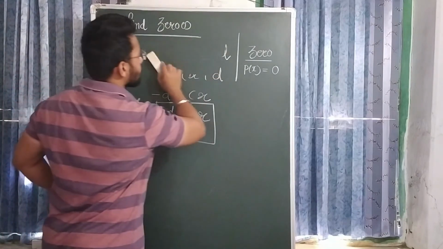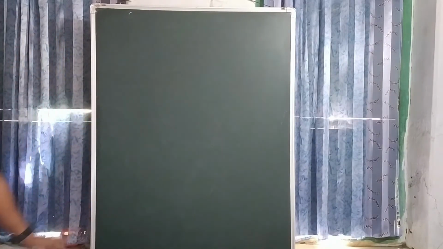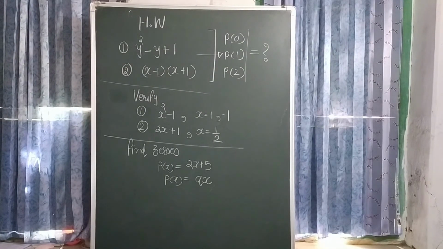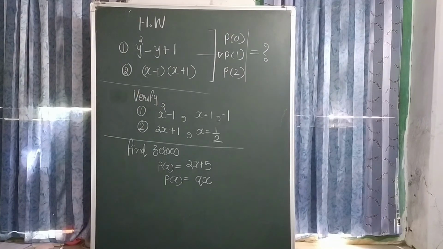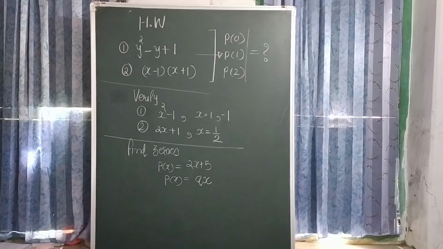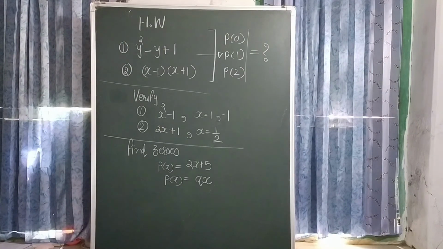Now today's lecture session is over. Now I'm giving you homework. So here you see, this is your homework. Our first question, y square minus y plus 1, x minus 1, x plus 1. You have to find the value of p(0), p(1) and p(2). The second question, verification. We have to verify whether this is a zero of this polynomial or not. p(x) is x square minus 1, where x is equal to 1 or minus 1, and 2x plus 1, where x is equal to 1 by 2. And the third question, find zeros. We have to find the zeros. Then you know that we have to take p(x) equal to 0 and find the value of x.